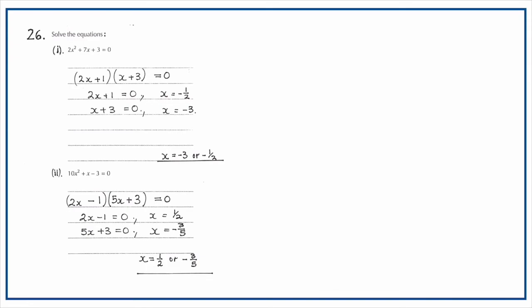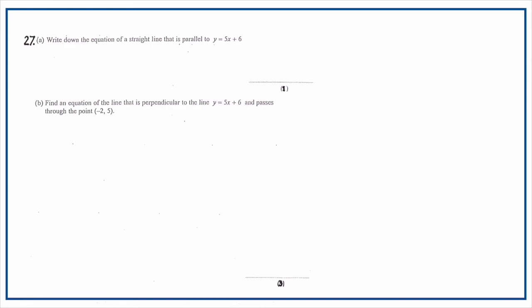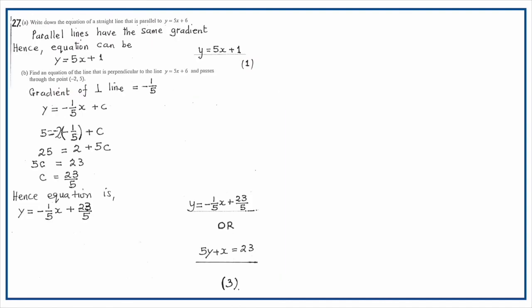Question 27, write down the equation of a straight line that is parallel to y equals 5x plus 6. So here it is important to understand that parallel lines have the same gradient. Hence the equation can be y equals 5x plus 1, so long as you don't make the intercept 6. You can make it any other intercept, but here I've elected to say the intercept is 1. So y equals 5x plus 1 is another equation of a straight line that is parallel to y equals 5x plus 6.